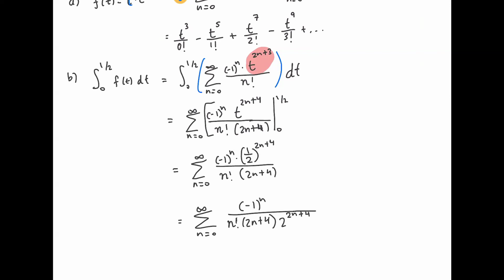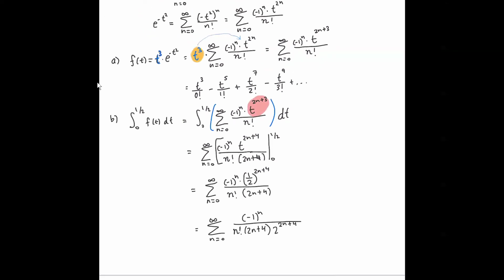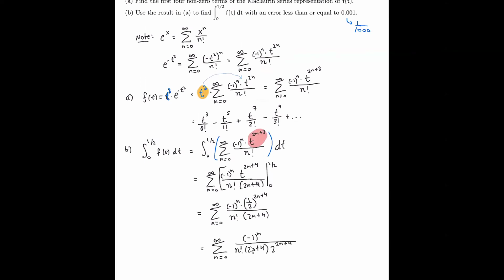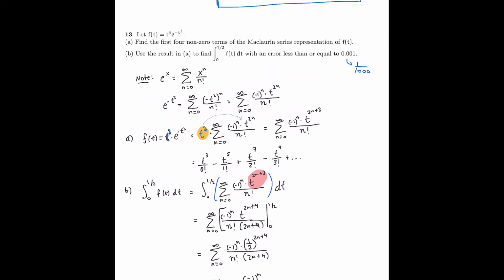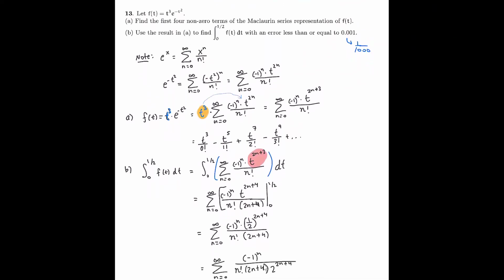What do we do with this? Well, we managed to express this definite integral as an alternating series, just like what we answered earlier on. How do you estimate the value of this alternating series with an error less than or equal to 0.001? So it's okay if the error is equal to that.